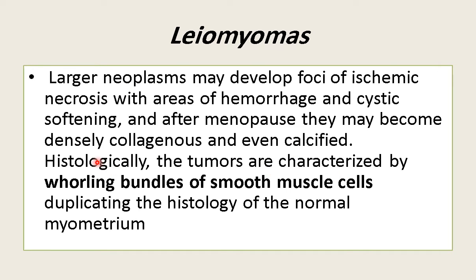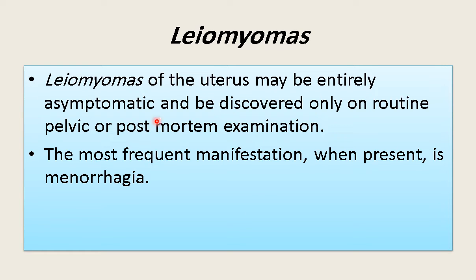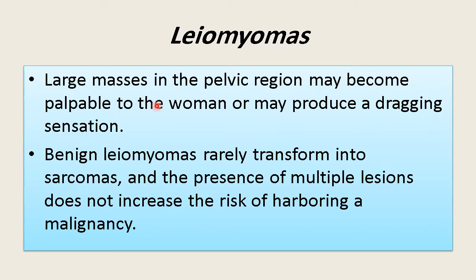Histologically, the tumors are characterized by whirling bundles of smooth muscle, as we have seen before, duplicating the histology of the normal myometrium. Leiomyomas of the uterus may be entirely asymptomatic and be discovered only on routine pelvic or post-mortem examination. Very common. The most frequent manifestation when present is menorrhagia, excessive menstrual bleeding. Large masses in the pelvic region may become palpable to the woman or may produce a dragging sensation. They may become very large, mimicking a full-term baby. Benign leiomyomas rarely transform into sarcomas, and the presence of multiple lesions does not increase the risk of harboring a malignancy.